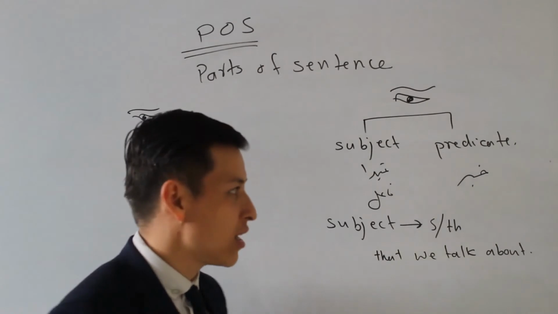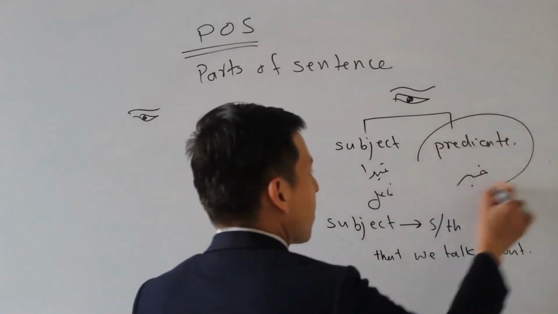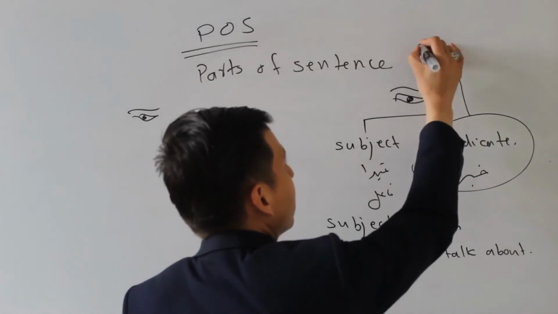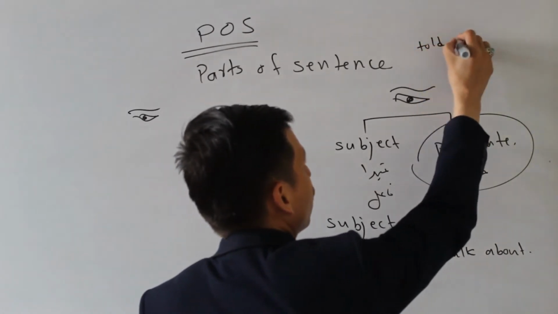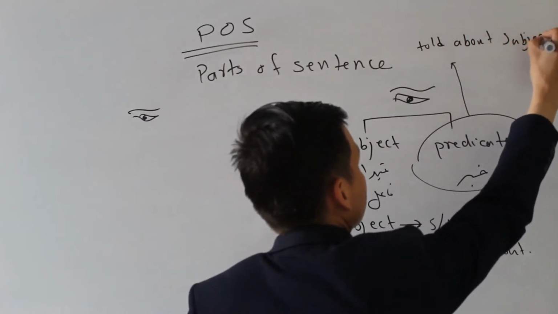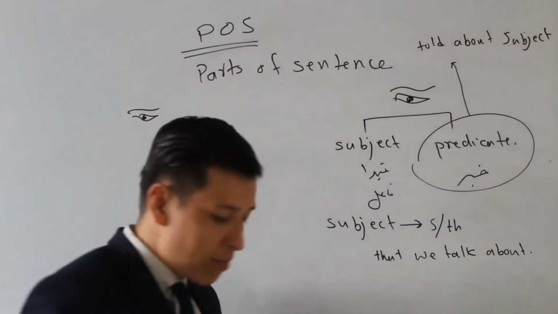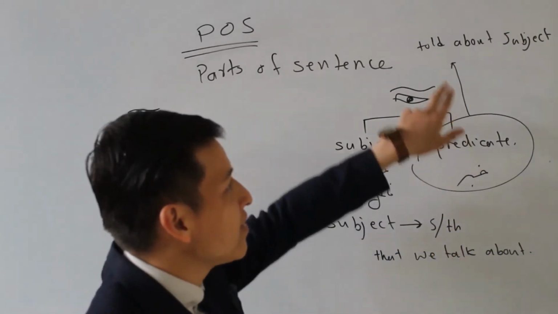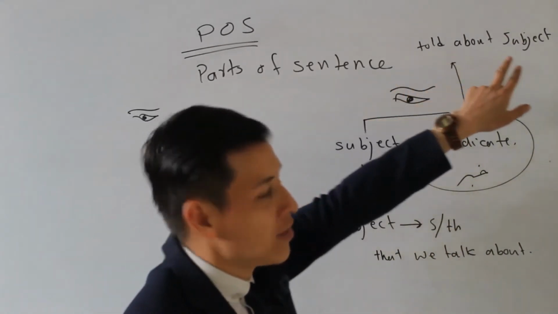predicate is something that is told about subject. Something that is told about subject is called predicate. So what is predicate? Predicate is something that is told about the subject.